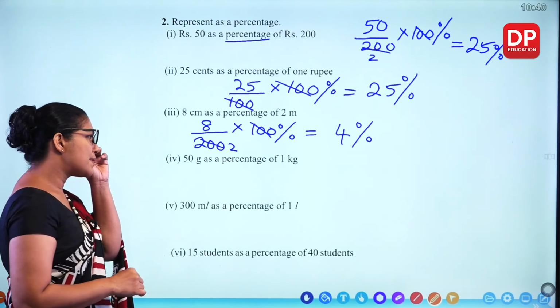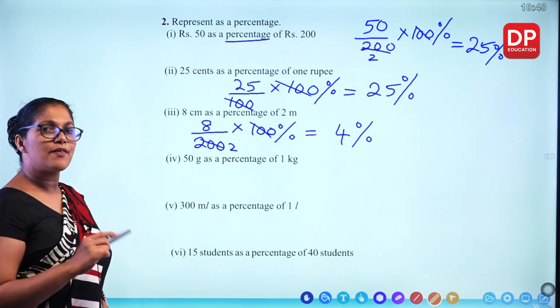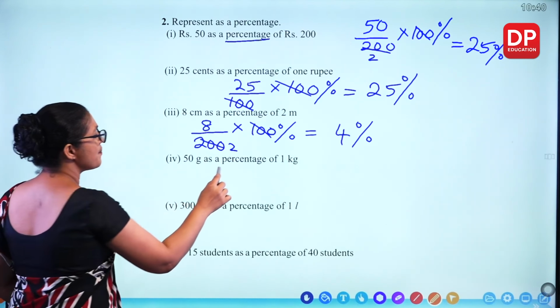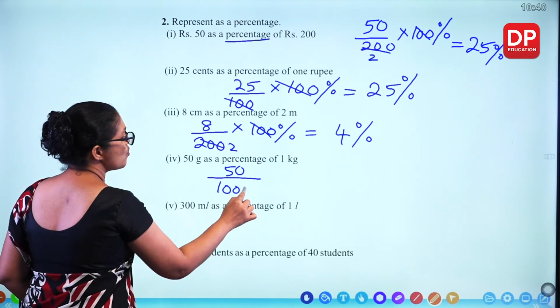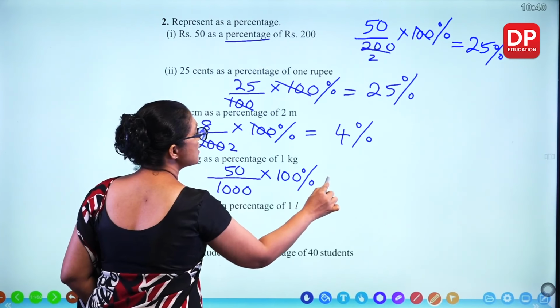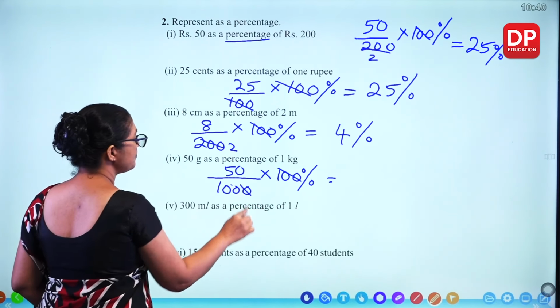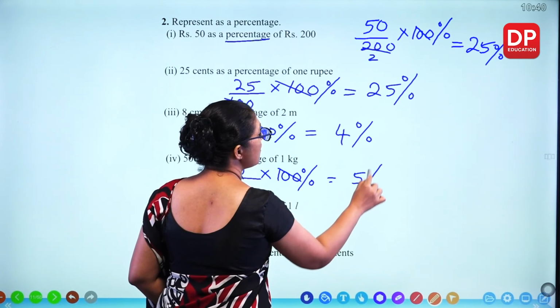50 grams as a percentage of 1 kilo. So what's the relationship between grams and kilograms? 1000 grams is equal to 1 kilogram. So 50 grams out of 1000 grams, convert to a percentage by multiplying by 100. 100 and this 0 get cancelled out. You get 5%.